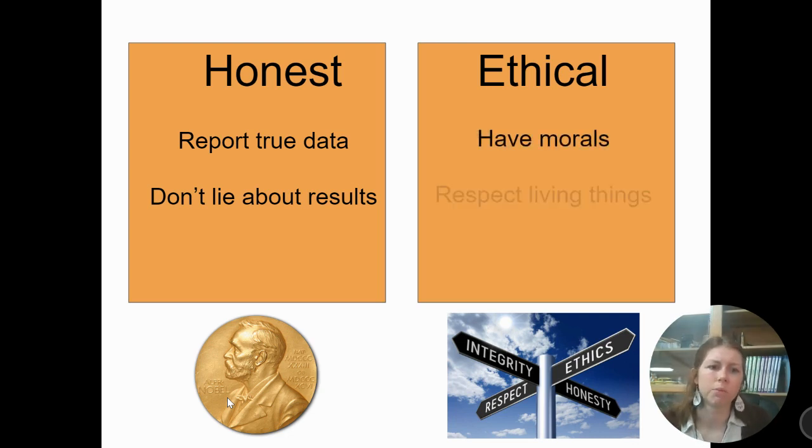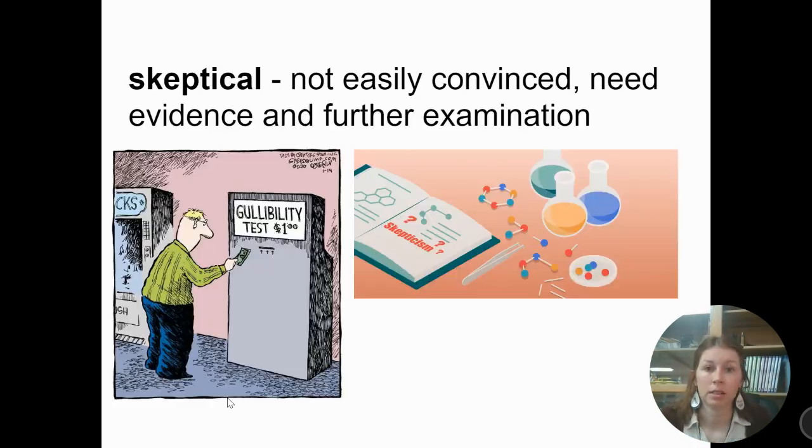And so they should have morals. They should respect living things. They shouldn't do experiments maybe that would harm other living things. And so that might be something that scientists have to figure out, like if we're going to test on animals or if we're going to test on people, or what do we consider as right and wrong. That's important for science. Scientists should be skeptical.